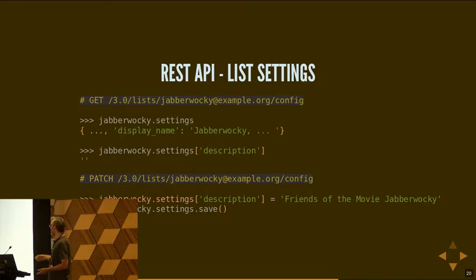What this will do, it will send a patch request, as you can see in the comment here, to 3.0 list jabberwocky example.org config. So for those who are not that familiar with HTTP verbs, patch is a little bit of an unusual one. It acts a little bit like the put verb in HTTP, only that it allows to send only a subset of the resource back. So this could be merged into the existing config object in this case.